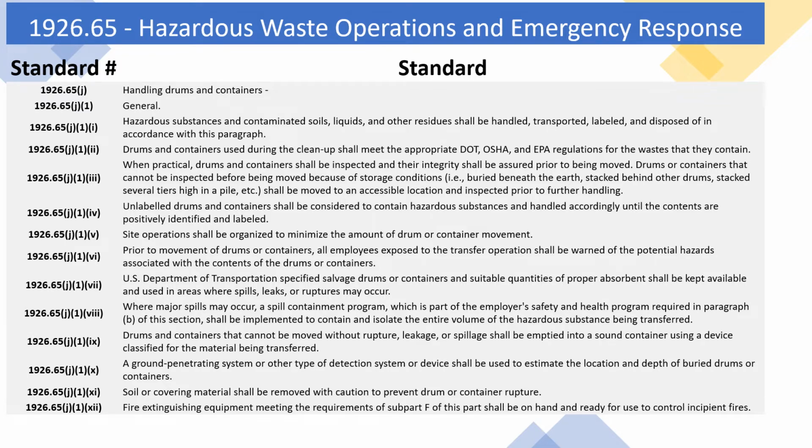1926.65 J1 10. A ground penetrating system or other type of detection system or device shall be used to estimate the location and depth of buried drums or containers. 1926.65 J1 11. Soil or covering material shall be removed with caution to prevent drum or container rupture. 1926.65 J1 12. Fire extinguishing equipment meeting the requirements of subpart F of this part shall be on hand and ready for use to control incipient fires.